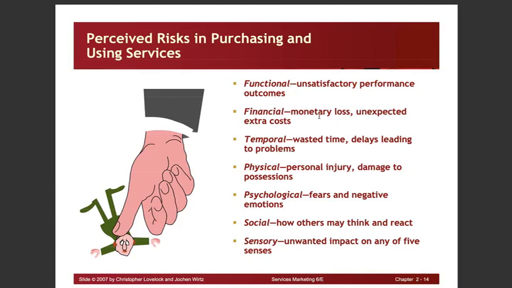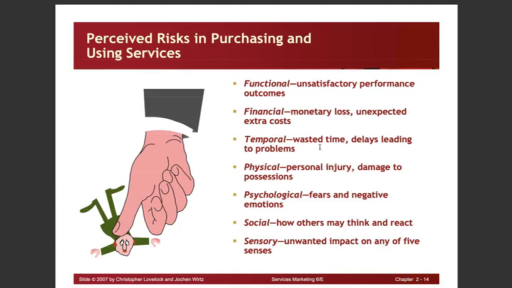And then financial: monetary loss, unexpected extra cost. This is very important when customers use, for example, a banking system. When they deposit money, they will think about whether it is safe or not. Then temporal: wasted time, delays leading to problems. Maybe we talk about airport services. How long do the passengers need to wait? How can we provide services, like a waiting room and internet connections, to kill the delays? People don't like delays, right? People don't like to wait.